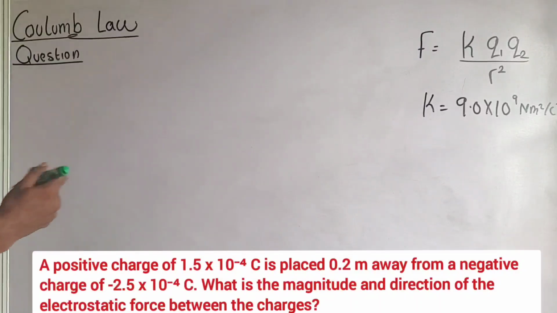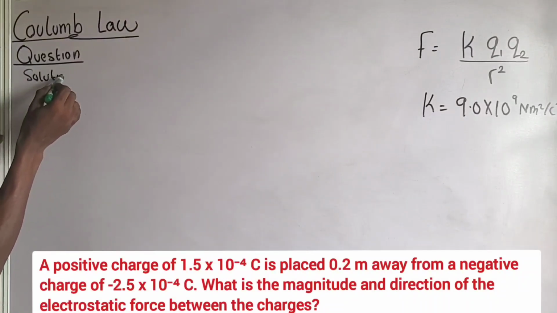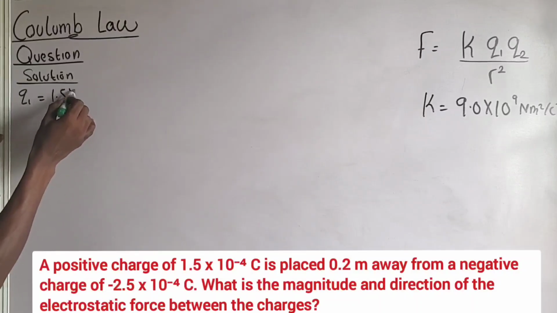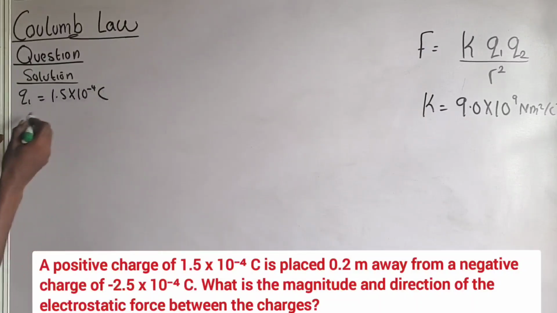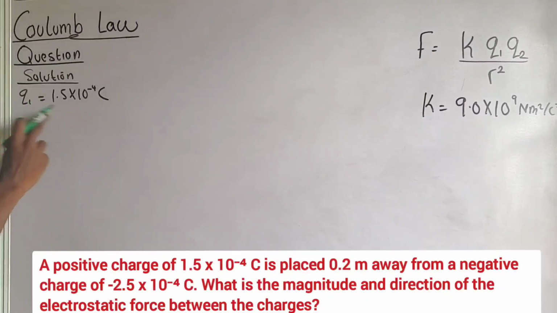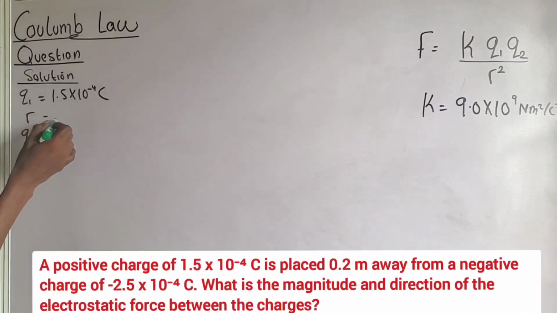Now, listen to me. Let's start by writing out the information that we are given in the question. A positive charge of 1.5 times 10 raised to the power of negative 4. So the first charge, Q1, is 1.5 times 10 raised to the power of negative 4 coulomb, placed 0.2 meter. So that means the distance between the first charge and the second charge is 0.2 meter. So R here is 0.2.